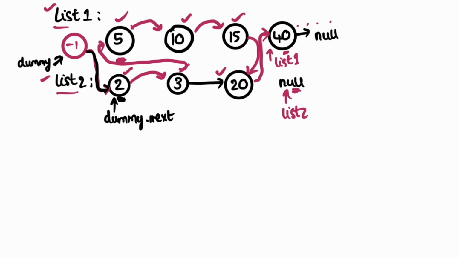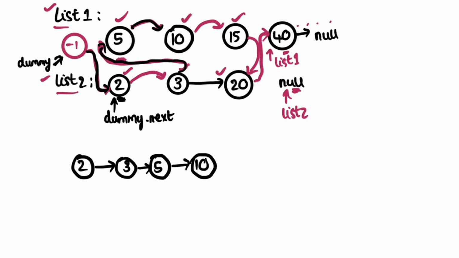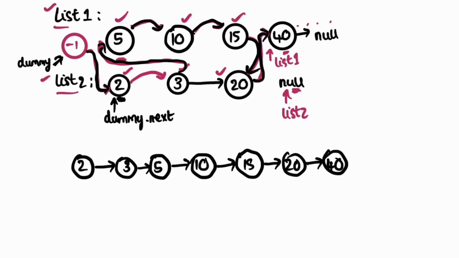So let's form our answer. The first node is 2. 2 is pointing to 3. 3 is pointing to 5. 5 is pointing to 10. 10 is pointing to 15. 15 is pointing to 20, 20 is pointing to 40 and 40 is pointing to null. So this is our merged list which is in ascending order. So we return dummy.next. So dummy.next will start from here.